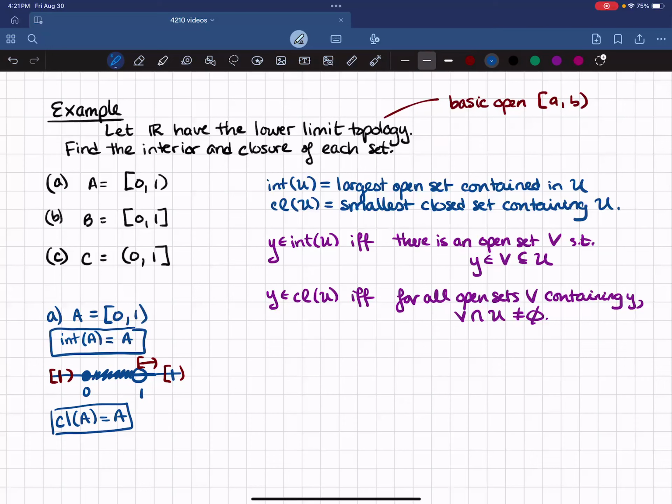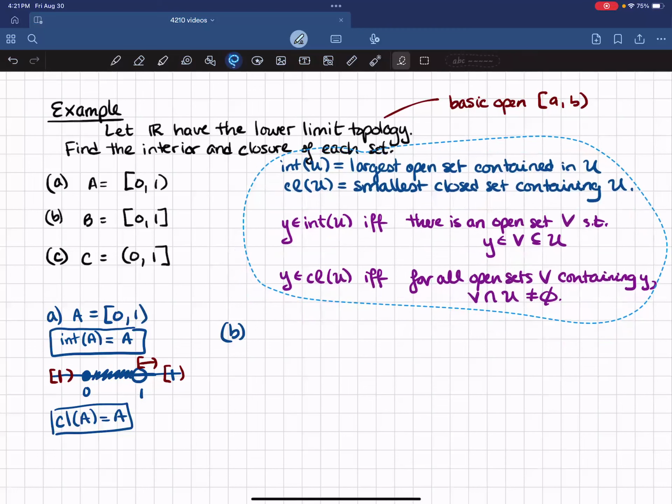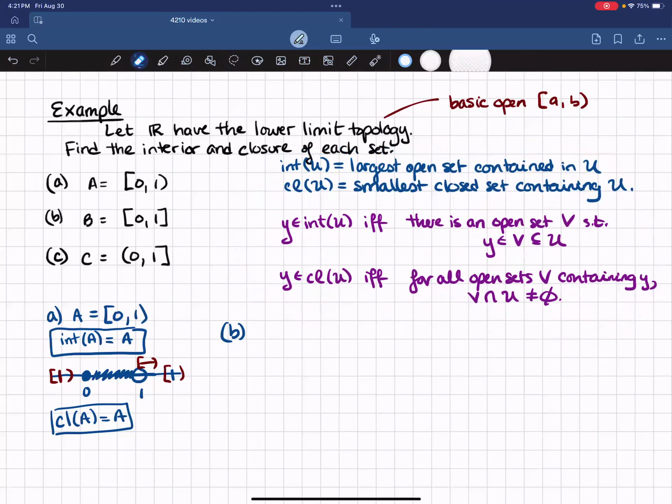Now the next example. Let's look at B. I'm going to move these just a little bit out of my way. Okay. So let's look at part B. Capital B is the interval [0, 1], including both 0 and 1.